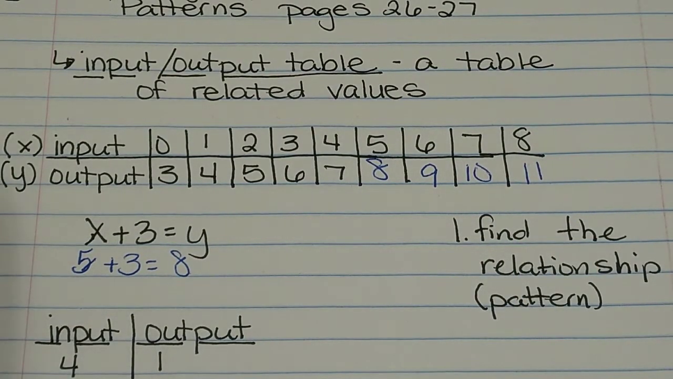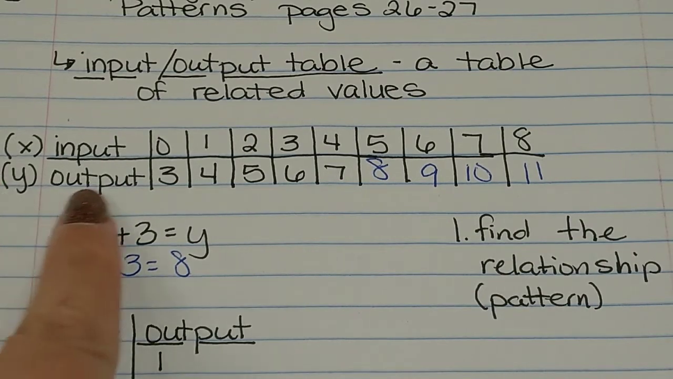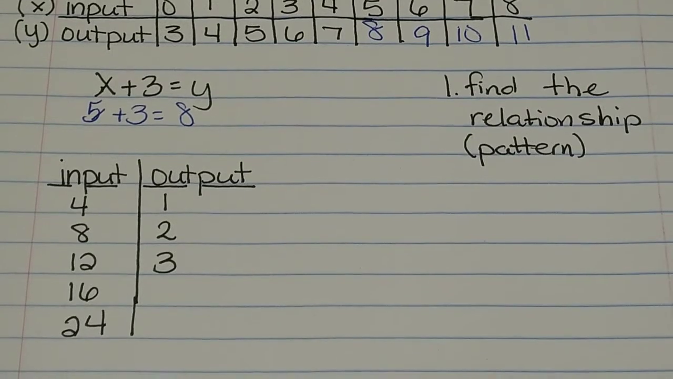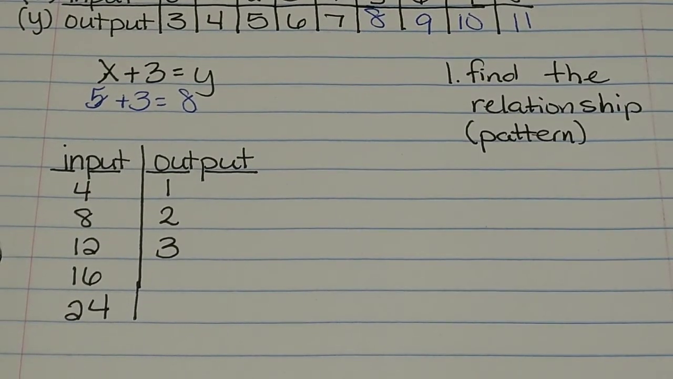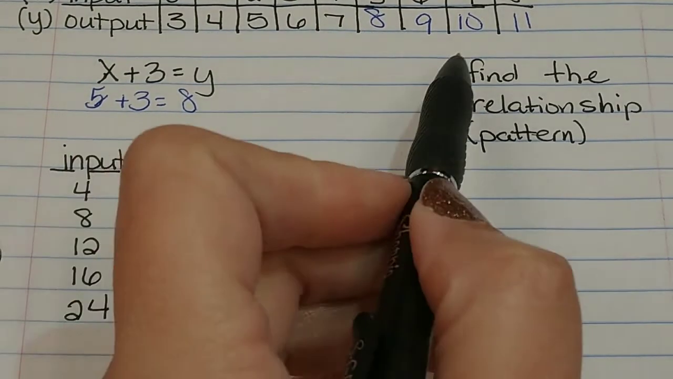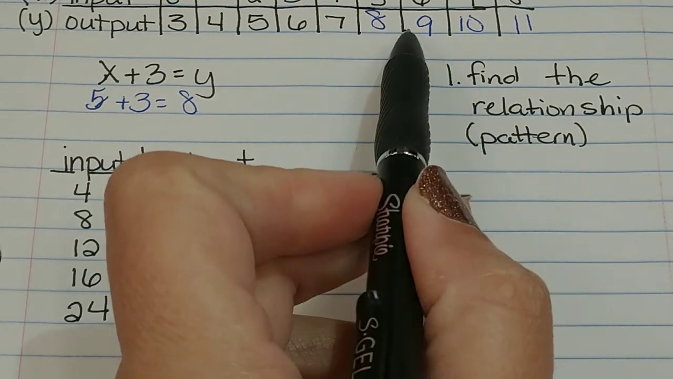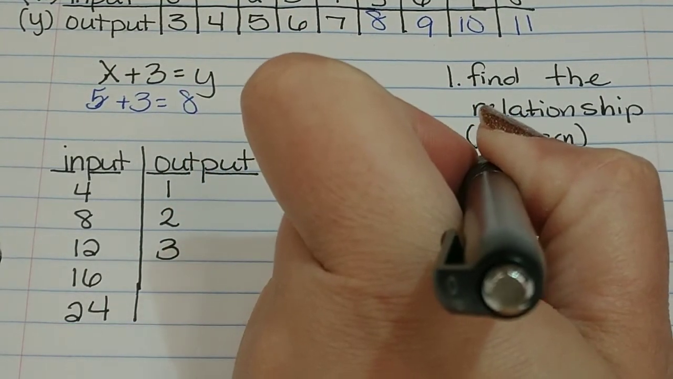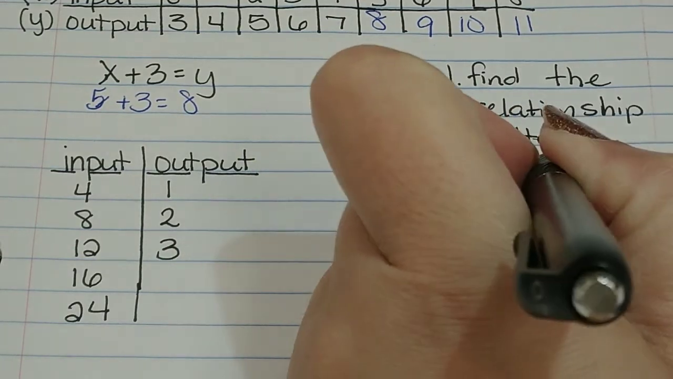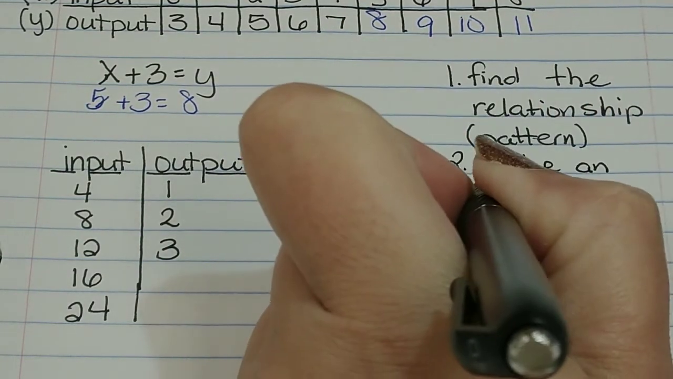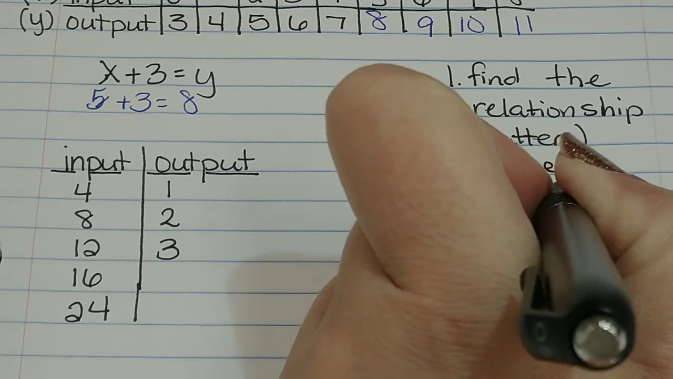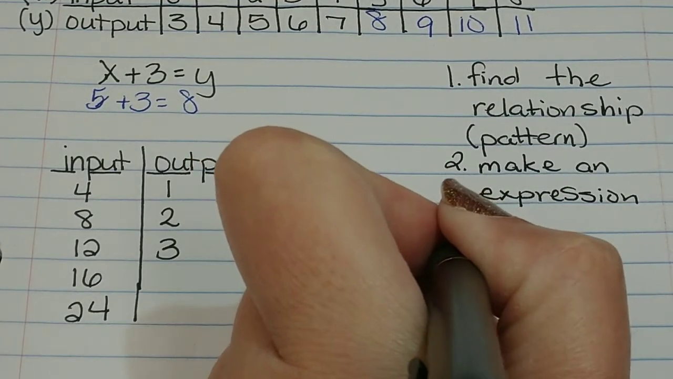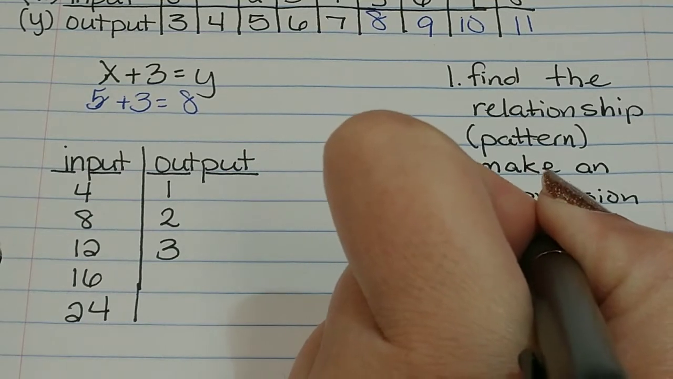We can put our input-output tables horizontally, but we can also make them vertically. So let's review the steps that we did. First, we found the relationship between the numbers up here. Then, step 2, we make an expression. And then finally, we solve.